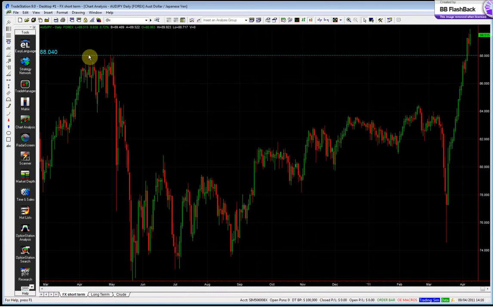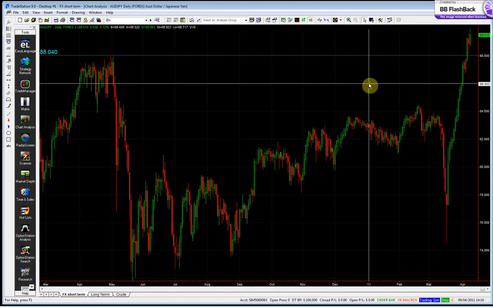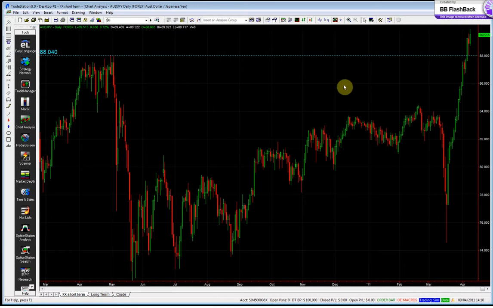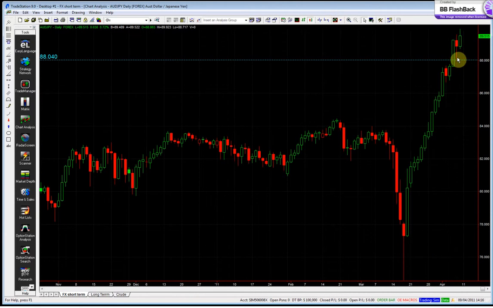Going to the daily, here's the 88.04, the previous significant level that we broke. The structural long in the Aussie yen is the 88.04. Now, we broke through that level on Wednesday, and we came back to this daily low to test that level out and rejected it and pushed on higher.